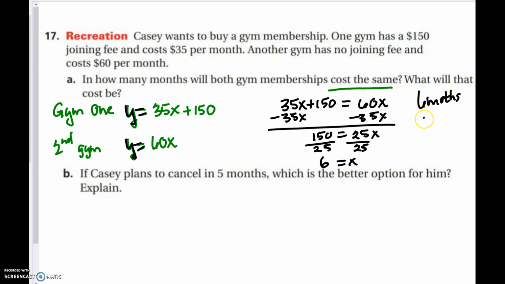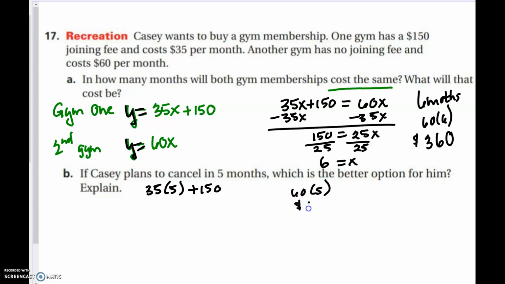What will that cost be? We'll plug a 6 in here. 60 times 6 is $360. Okay, so if Casey plans to go in 5 months, what's the best option? So let's take 35 times 5 plus 150 and 60 times 5.